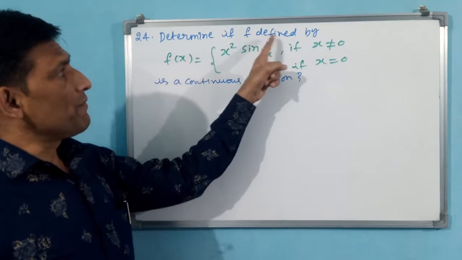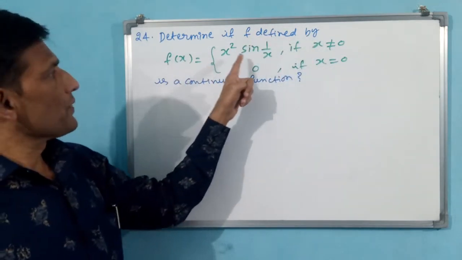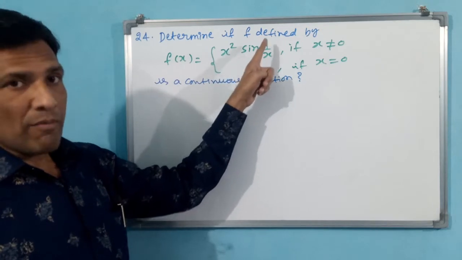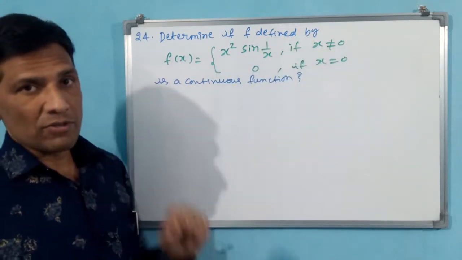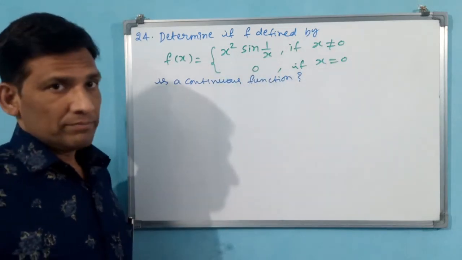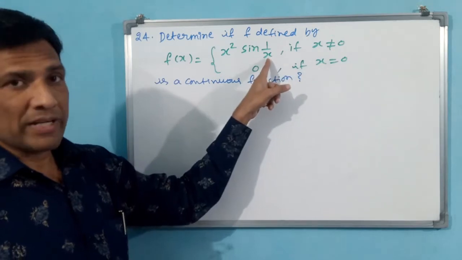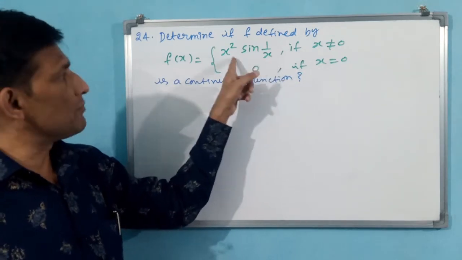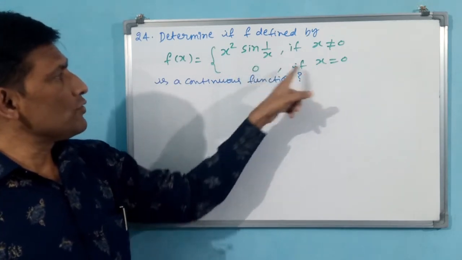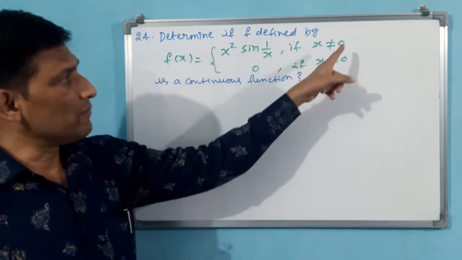Determine if f is continuous, where f is defined by the function f of x is equal to x square into sine 1 by x if x is not equal to 0, and 0 if x is equal to 0. Why have they given 0? If you substitute x as 0 here, 1 by 0 is undefined. That is why they have given 0 when x is 0, and x square into sine 1 by x when x is not 0.